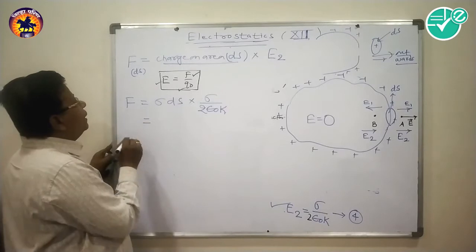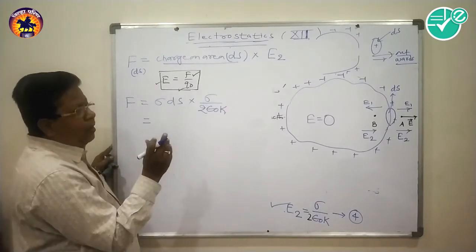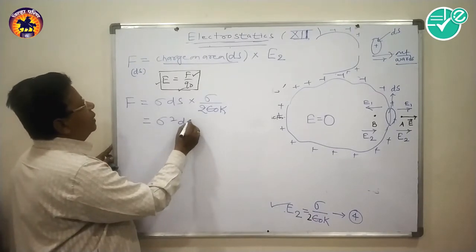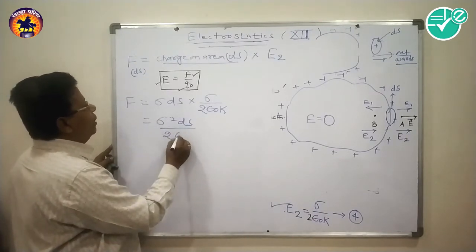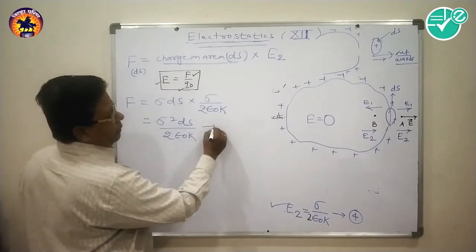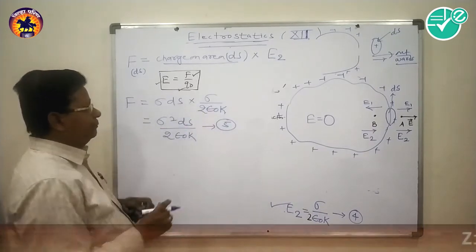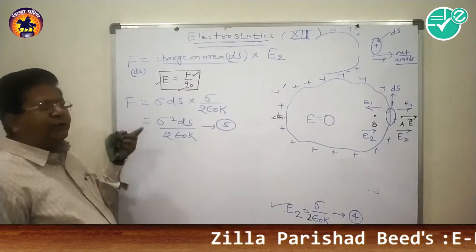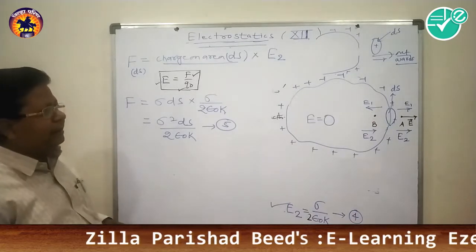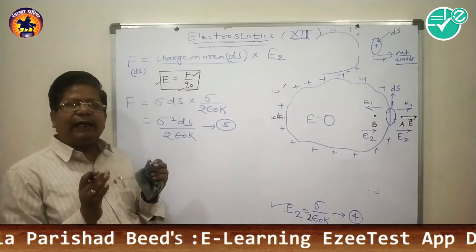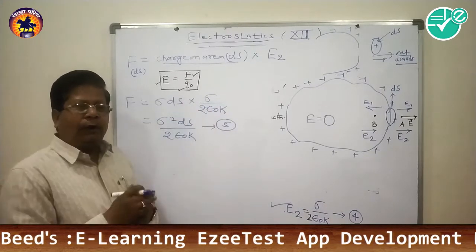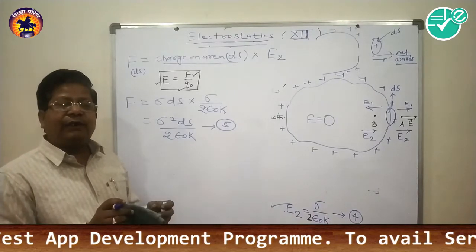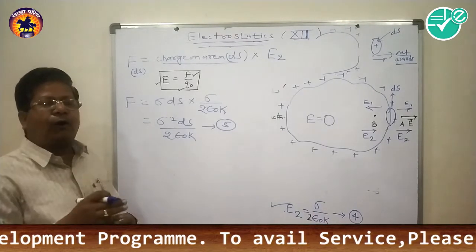Therefore, the mechanical force acting on area ds is given by sigma square ds divided by 2 epsilon 0 K. This is equation number 5. So this is the mechanical force which acts on the area ds, due to which the area ds is pushed in the outward direction by the charges present on the remaining part of the conductor.